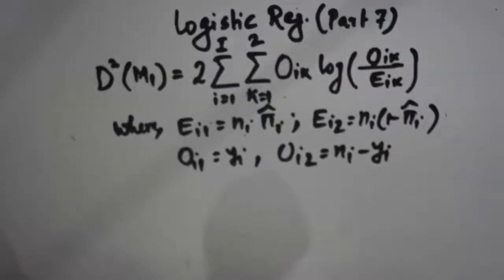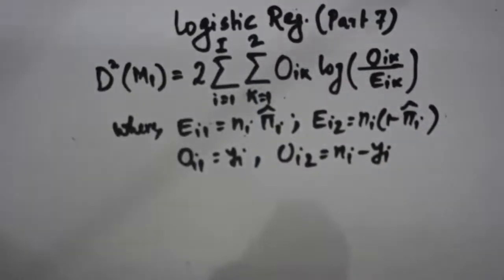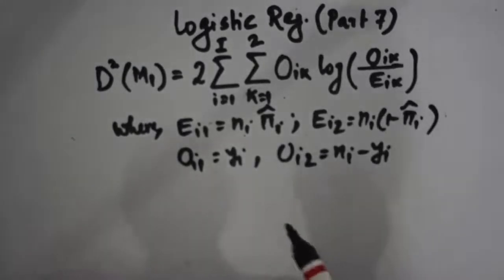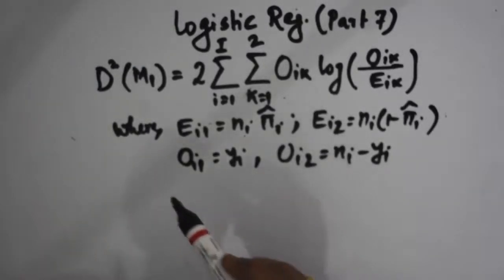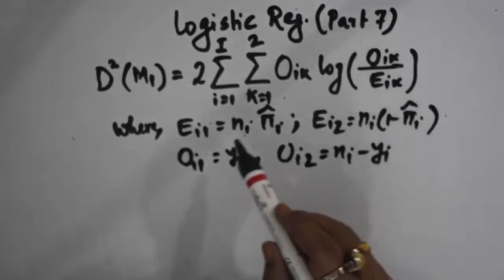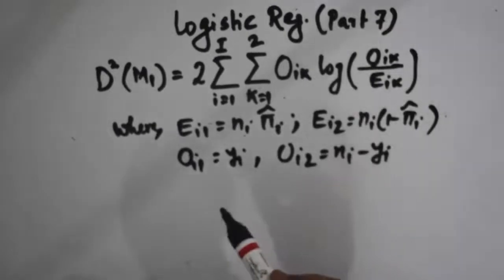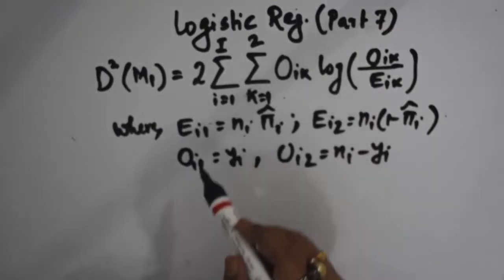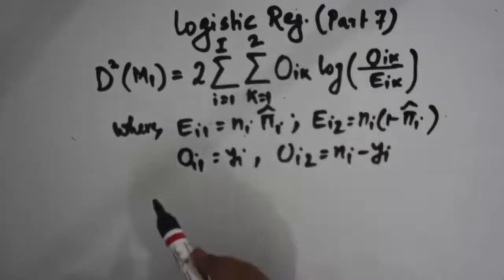This is a continuation of logistic regression, part 7. In part 6, we discussed chi-square statistics and ultimately we get this form. We explain this via an example.